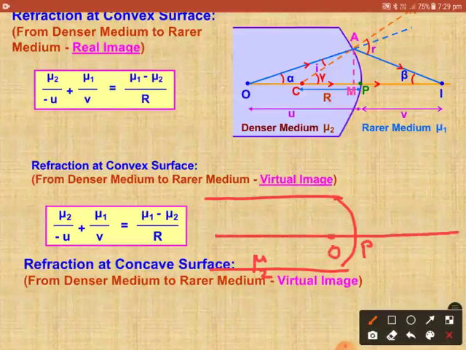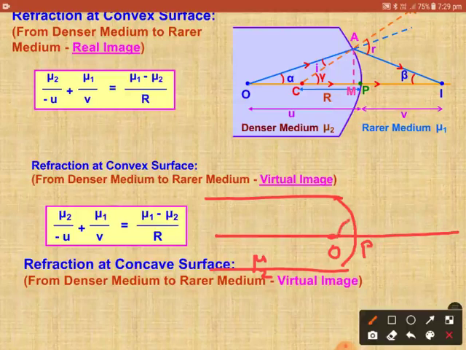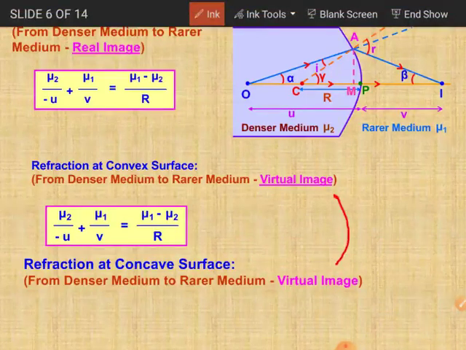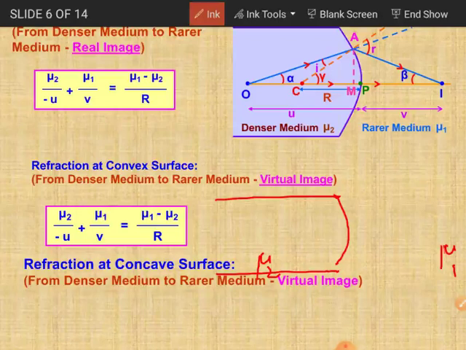So we need to have this as the object. And what happens if we make it so? Why is it coming up as a curve? Let me draw it again. Or rather, I will draw it from here. So this is the convex surface having refractive index mu2, and this side is the rarer medium having refractive index mu1.